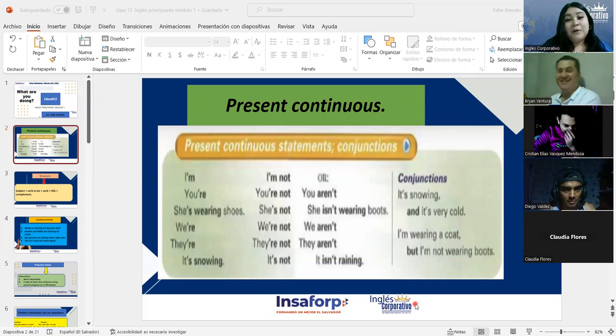Now, let's check. Everyone, let's go with the part of the conjunctions. Vamos a las oraciones con conjunctions. Ya les voy a explicar más adelante cuáles son las conjunctions y cómo se utilizan, all right? Because they are pretty awesome. Son súper geniales utilizar conjunctions.